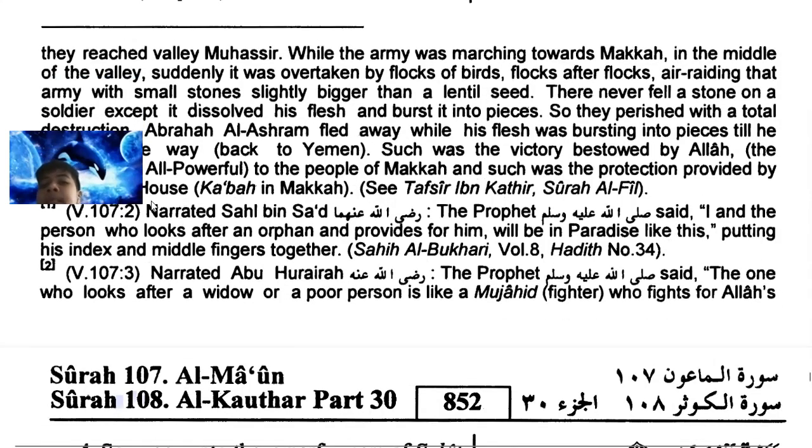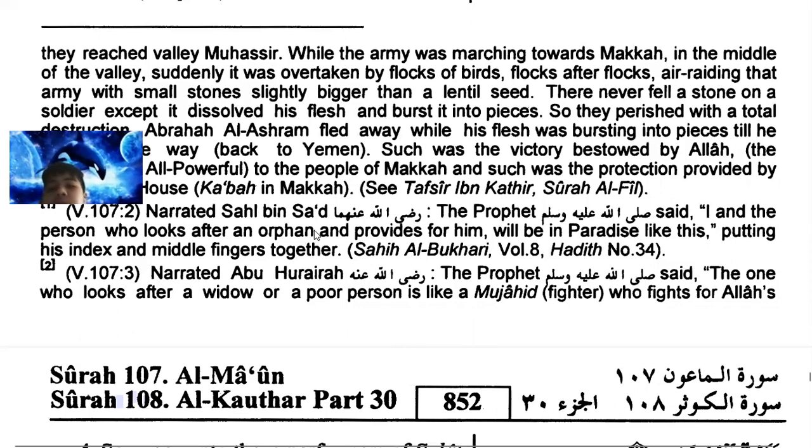Okay, let's read this. Narrated Sahl bin Sa'd, radiallahu anhuma, the Prophet Muhammad sallallahu alaihi wasallam said, I and the person who looks after an orphan and provides for him will be in paradise like this, putting his index and middle fingers together.